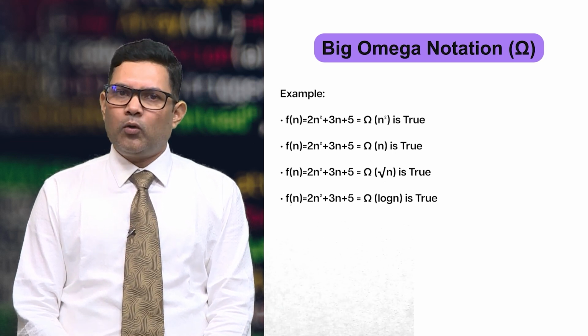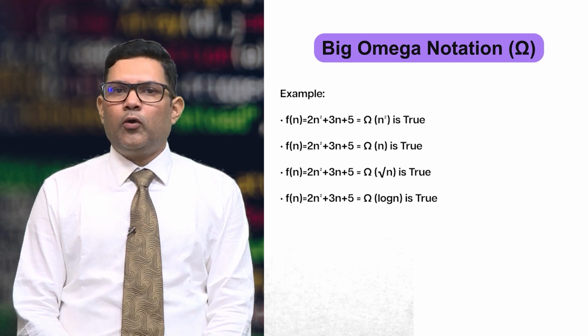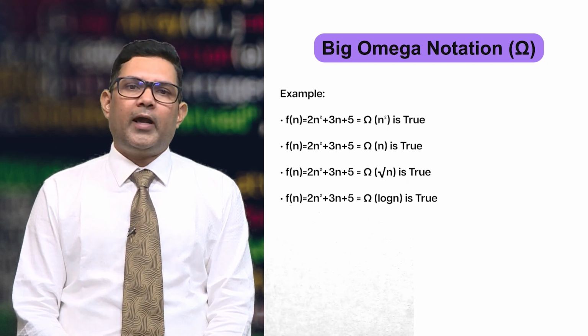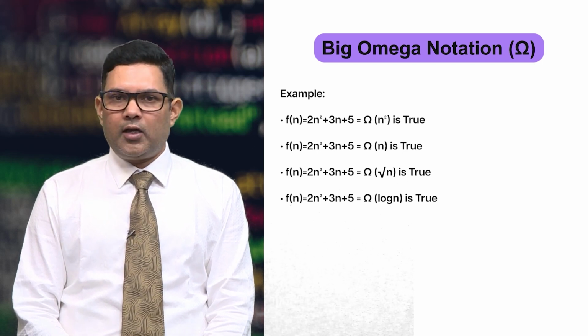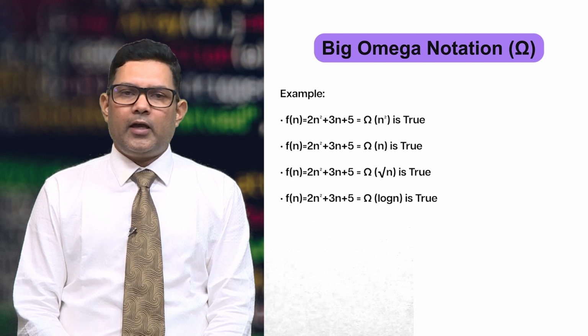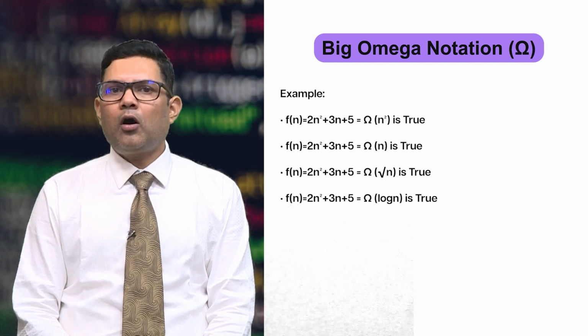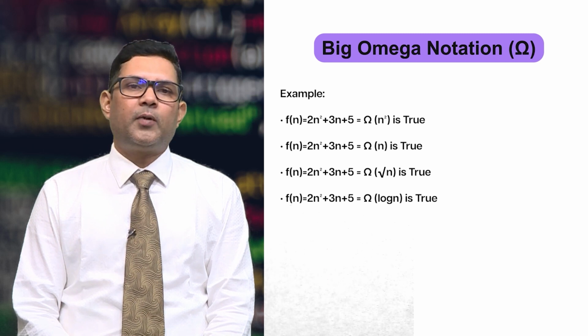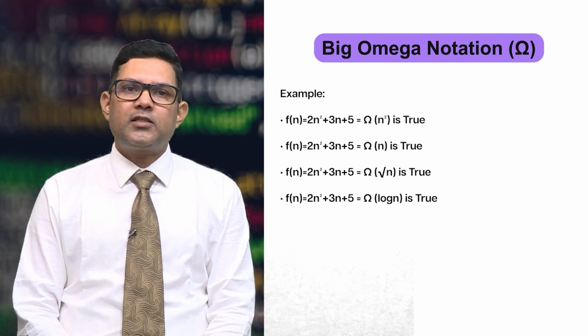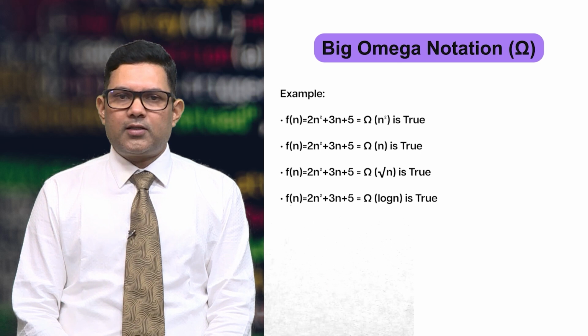So whenever we don't know the exact lower limit, we can use the omega notation, because for this particular function n square may be the lower limit, n may be the lower limit, square root n may be the lower limit, or it may be log n. So we don't know the exact lower limit of this particular function. In that case, we can use the omega notation.